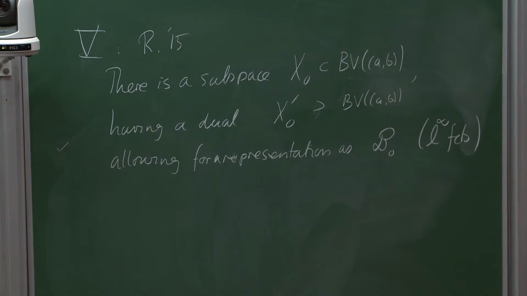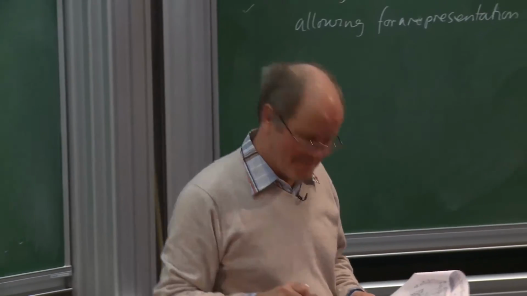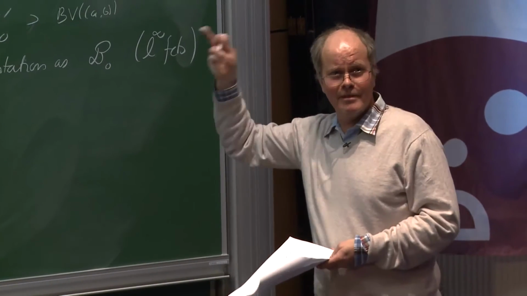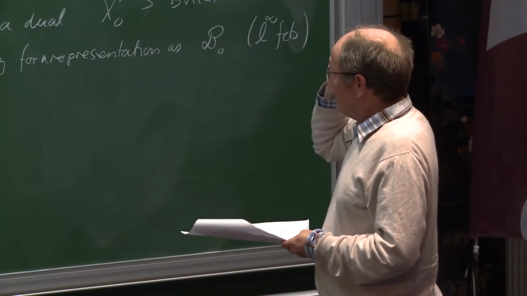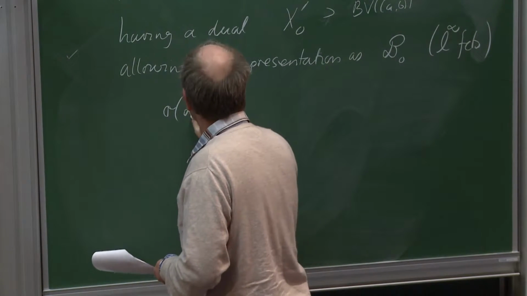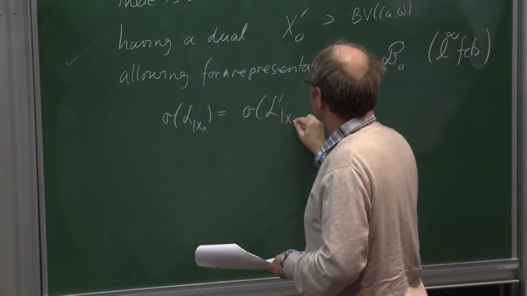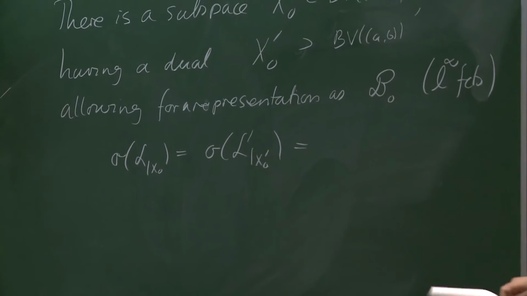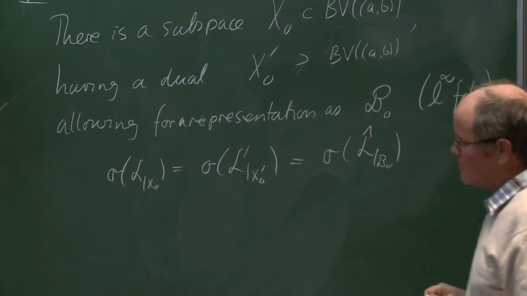Here the functions are strict functions or up to measure 0? No measure. That's also why I write small L infinity, but on an uncountable space. So what happens is that sigma, the spectrum of L acting on X0, is the same as the spectrum of the dual operator acting on X0 prime. And because of this isomorphism, I'll talk a little bit about how it works, that's the same as the spectrum of the induced operator on this space here.